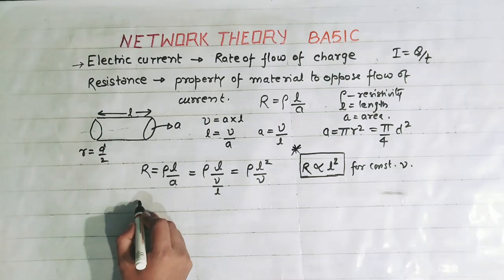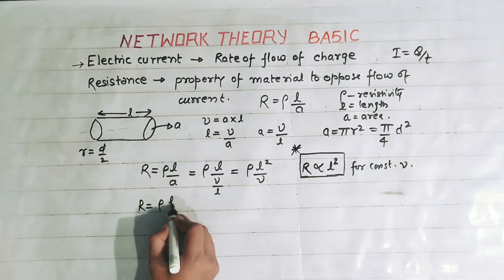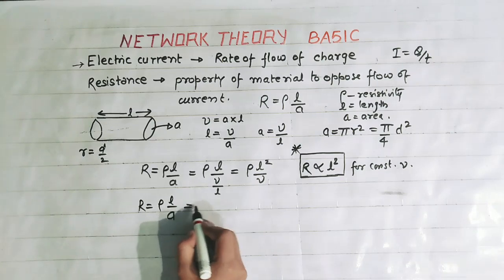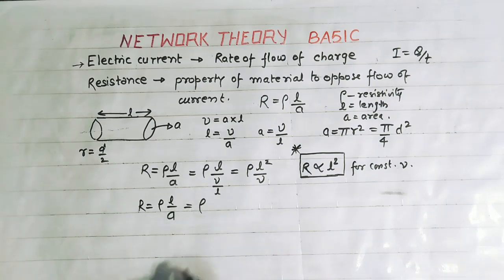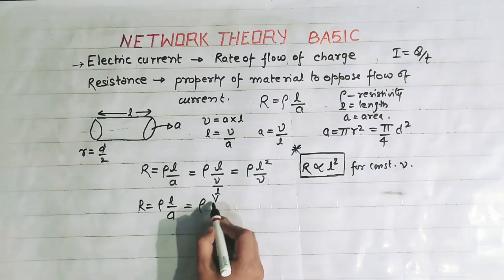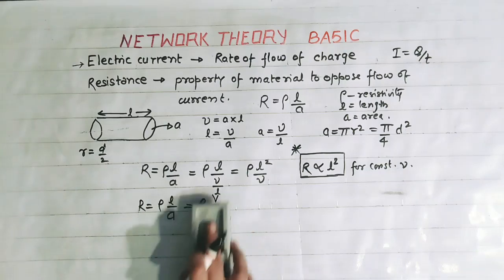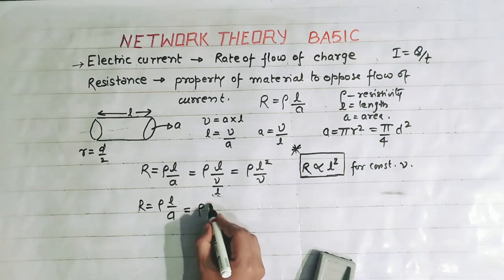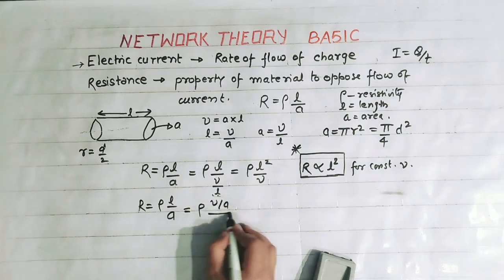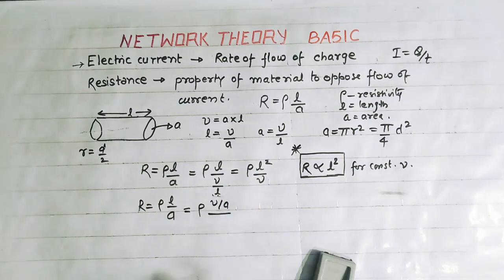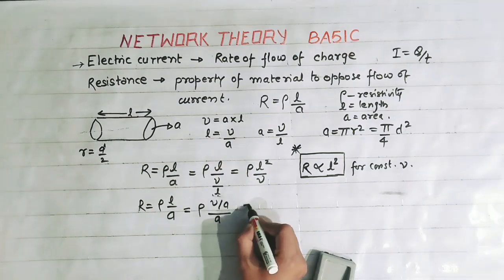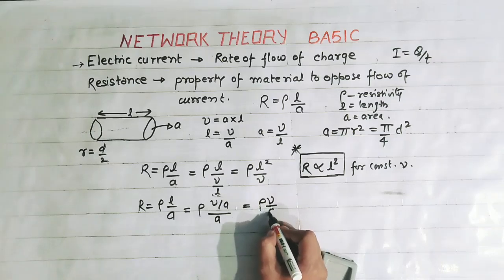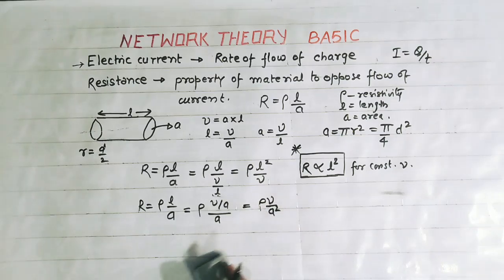Now the second point is, we know that R is equal to rho L by A, and we can replace L by V by A. So L is equal to V by A, and we get rho V by A square.